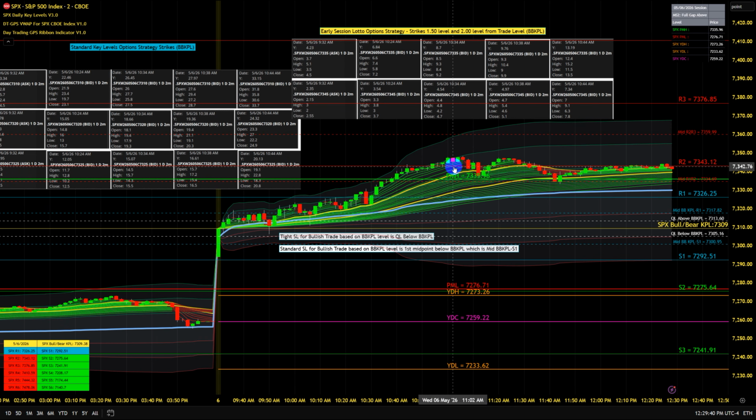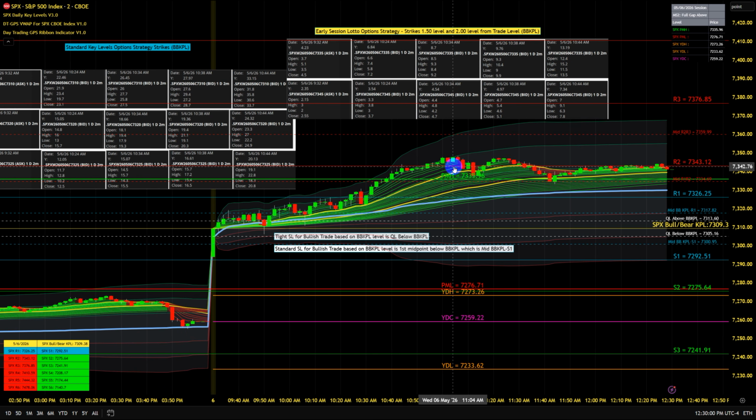So you can keep some remaining runners. Just keep in mind that if you're not going to exit everything at the two-level move in your favor, then you're going to keep remaining runners that at that point you need to add more profit buffer, and you may just want to reduce your position size down to just one remaining runner, one or two at the very most.